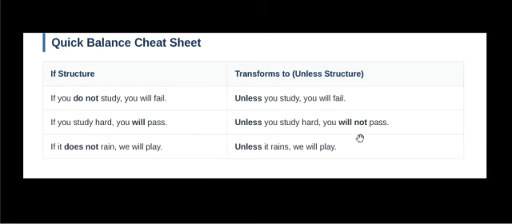So we need to balance up this side and this side. This side was positive in the original sentence, but when your transformation is supposed to be what? Negative. Remember, we are balancing up the sentence here. So unless you study hard, you will not pass. That will be the correct answer. The next example says if it does not rain, comma, we will play.